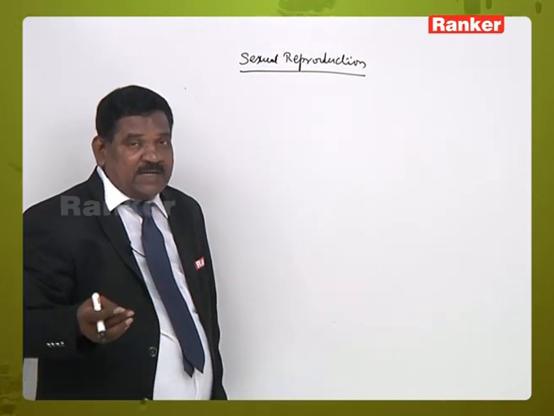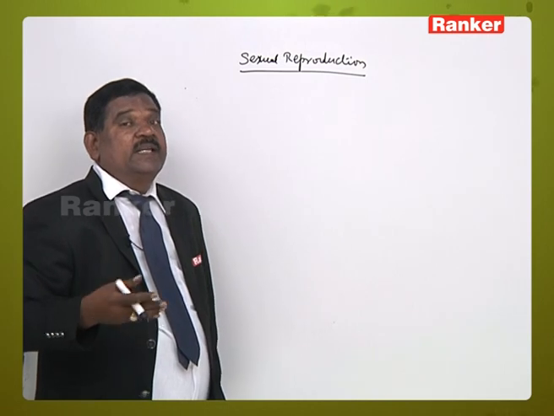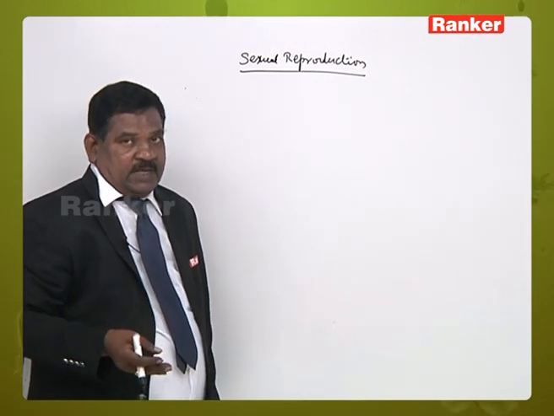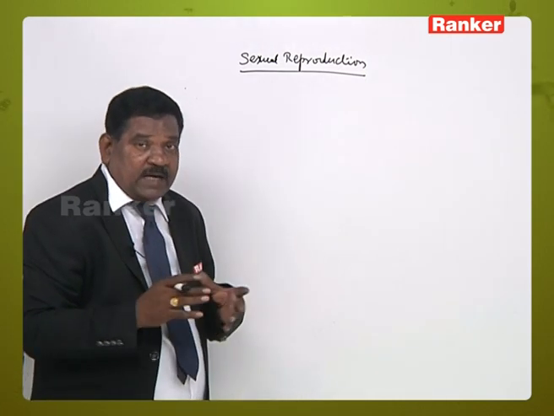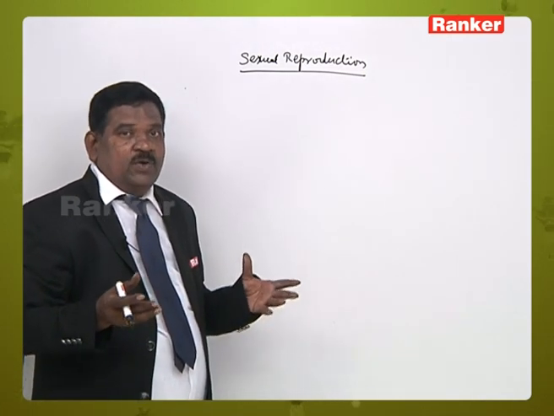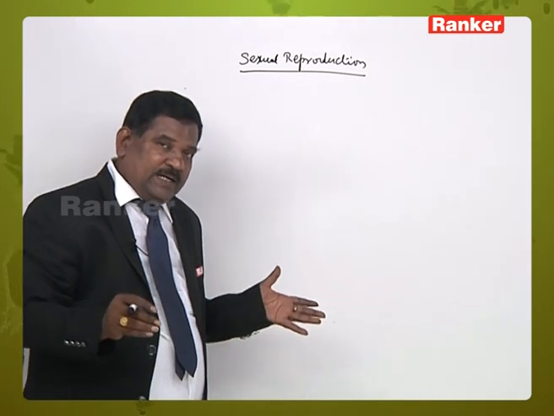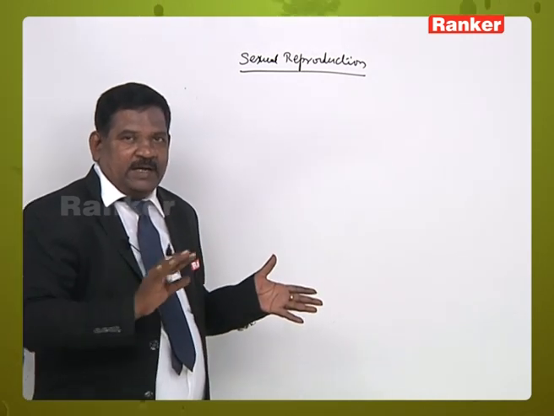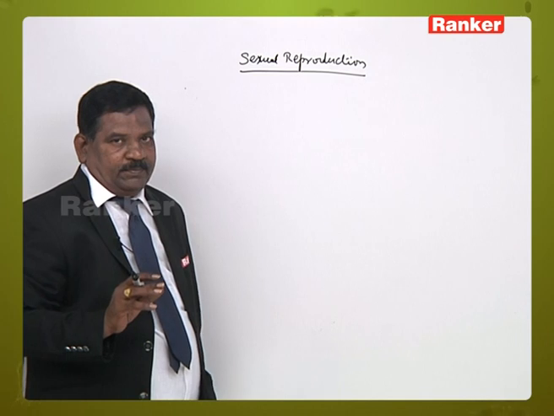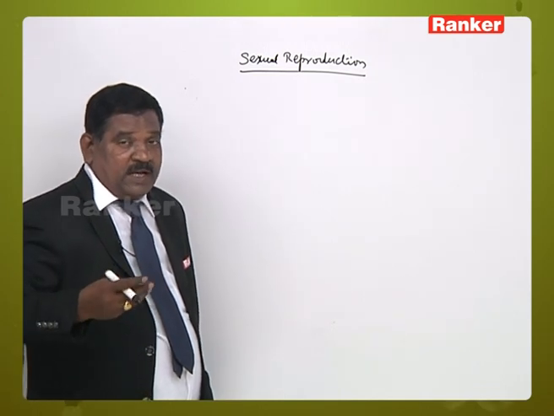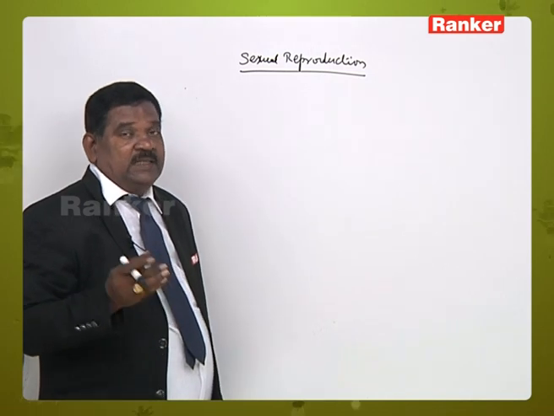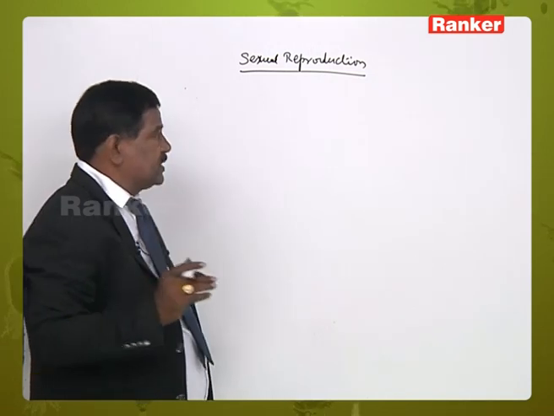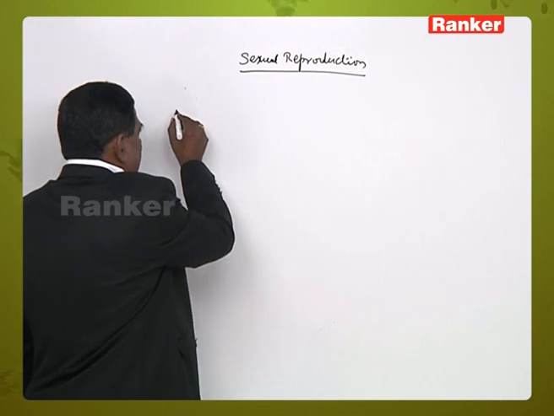Actually, what happens in sexual reproduction? Genetic recombination, the transfer of genetic material, occurs between the two bacteria. So it is called sexual reproduction, but no new bacteria are formed. How does this genetic recombination occur? How does this genetic material transfer occur? Based on that, sexual reproduction is of three types.